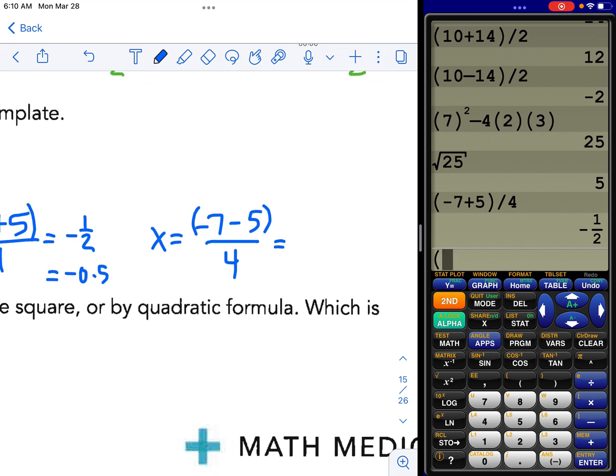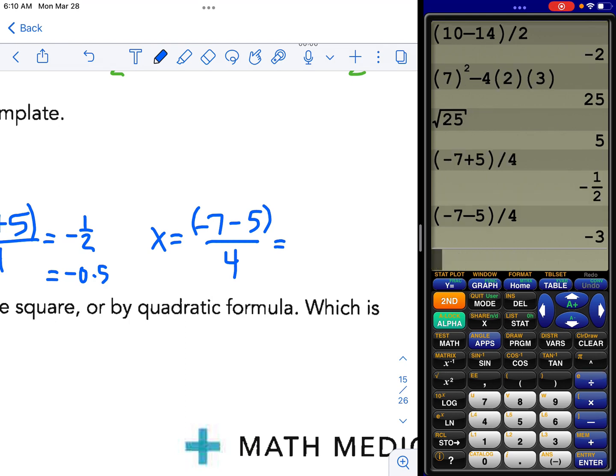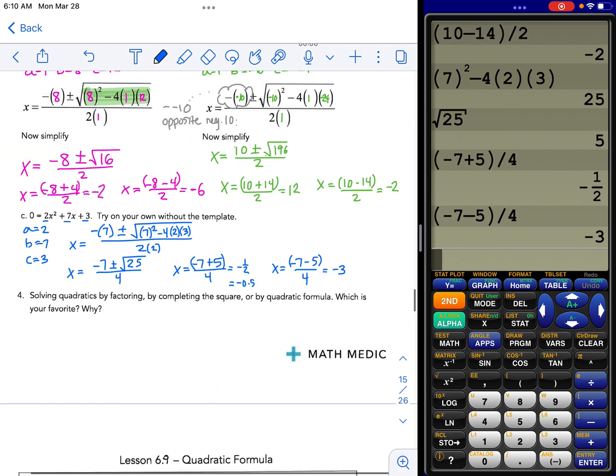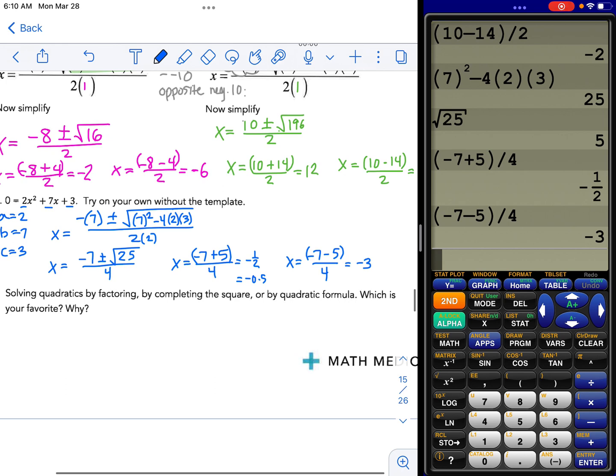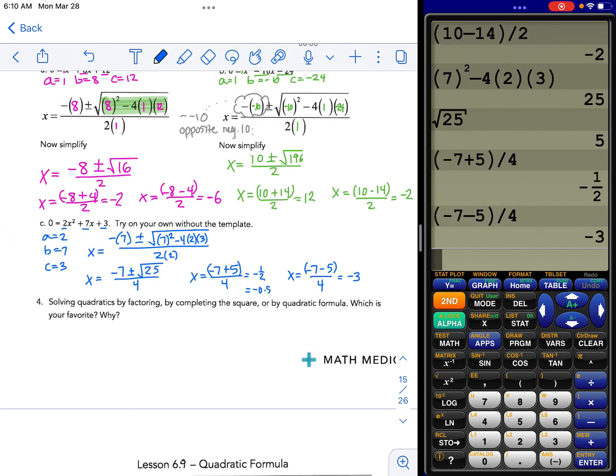And negative 7 minus 5 should give us negative 12. Dividing that by 4 should give us a negative 3. Should give us a negative 12. I think I said just 12. So there's the two answers for part C.